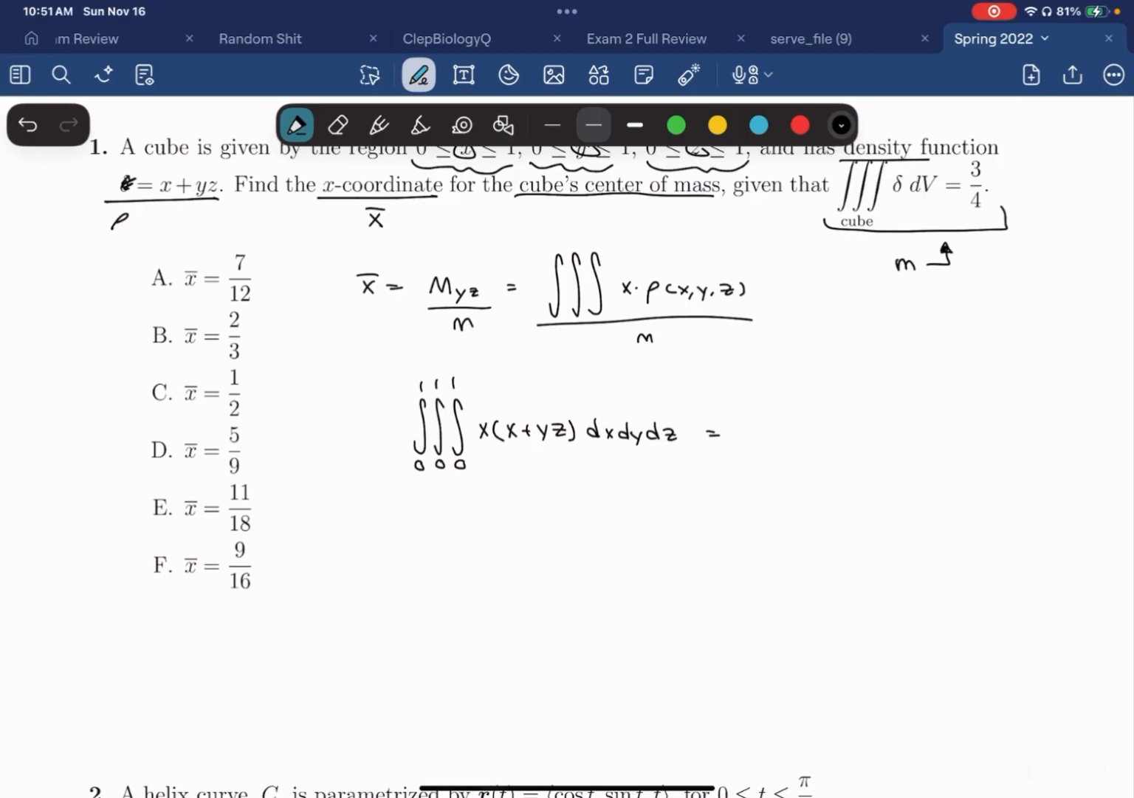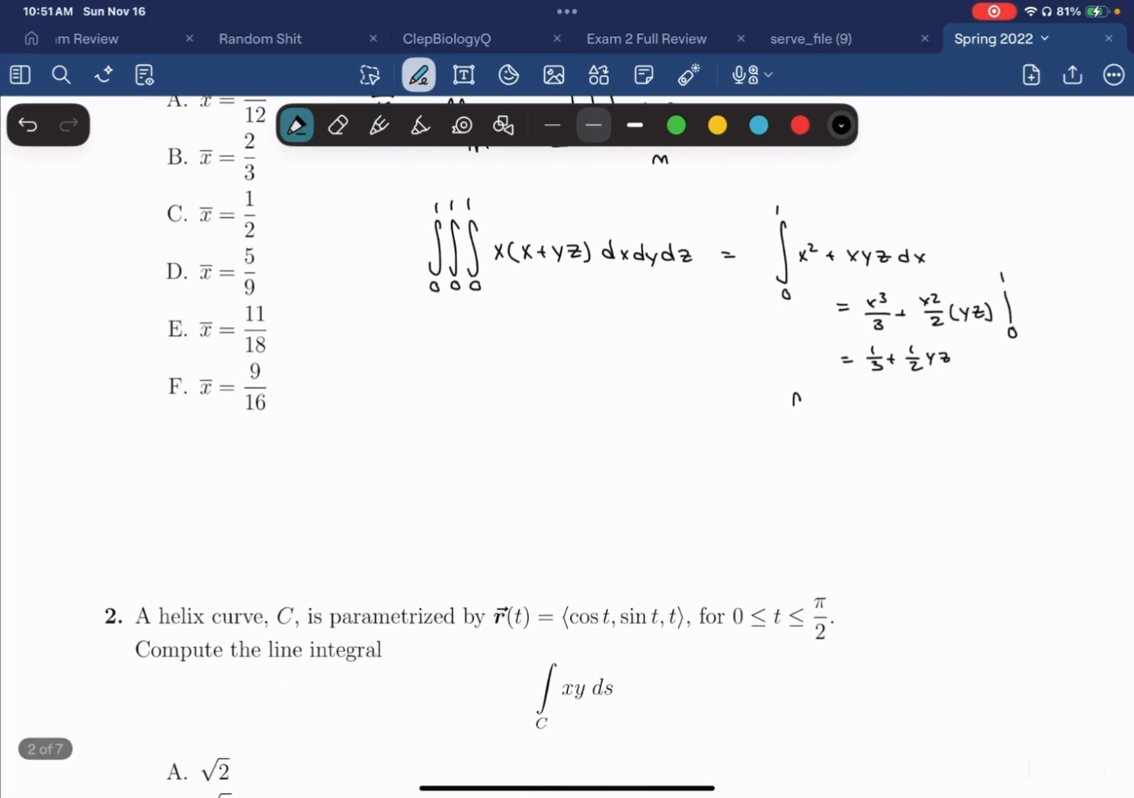And it'll be x times (x plus yz) dx, dy, dz. So x squared plus xyz. We're going to integrate this from 0 to 1 with respect to x, which will get us x cubed over 3 plus x squared over 2 times yz from 0 to 1, which gets us 1/3 plus 1/2 yz. So now we integrate from 0 to 1 again.